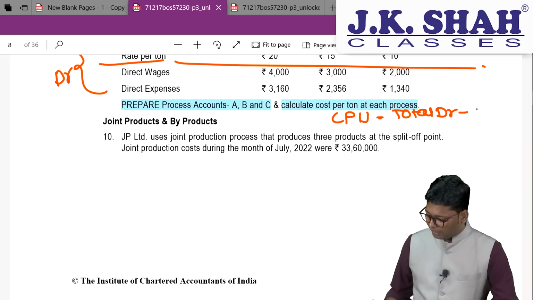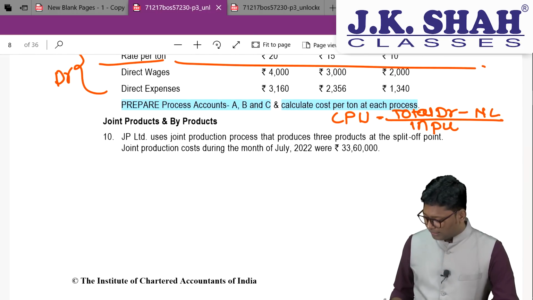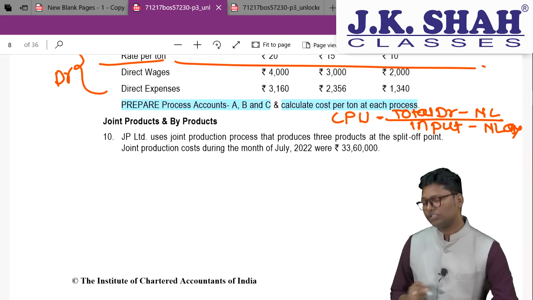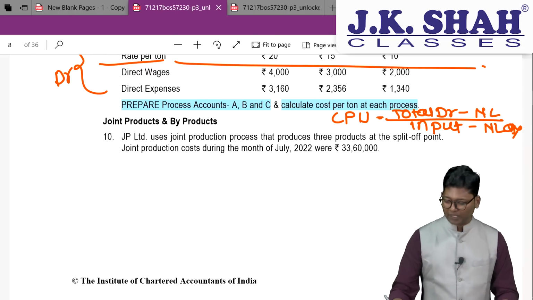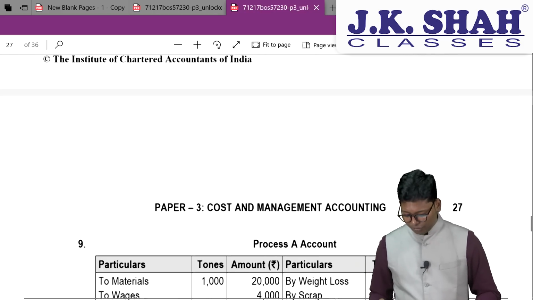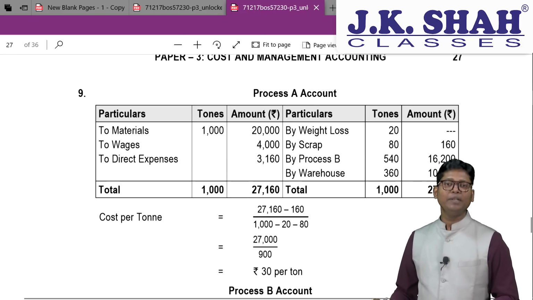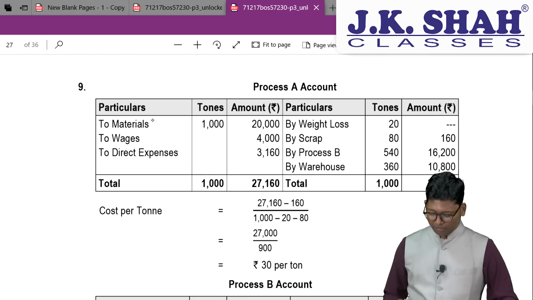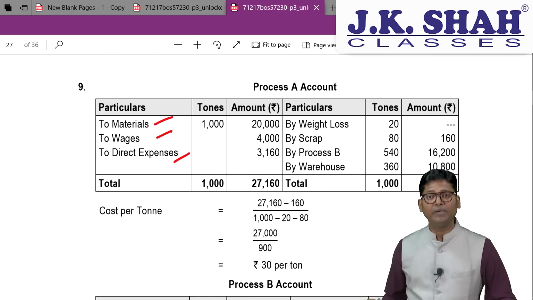From that we deduct the normal loss amount, and the denominator consists of input quantity minus normal loss and weight loss quantity, which is mentioned in the question. If you check the given information, they have prepared a simple process account by recording the given data. All 3 expenses are recorded on the debit side.